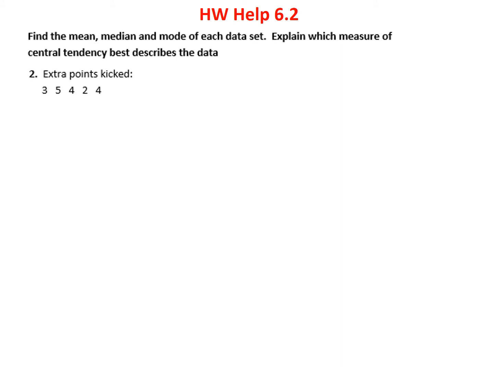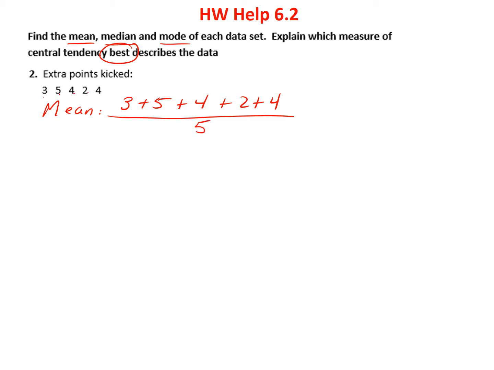Problem 2 is like problem 1. We're going to find the mean, median, and mode and describe which is best. So first of all, to find the mean, we add up all of the data and divide by how many pieces of data there are. So I'm going to add 3 plus 5 plus 4 plus 2 plus 4 and divide by 1, 2, 3, 4, 5. So I have 3 plus 5 is 8, plus 4 is 12, plus 2 is 14, plus 4 is 18, divided by 5.